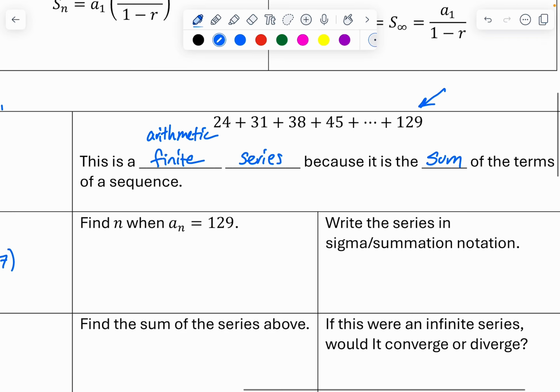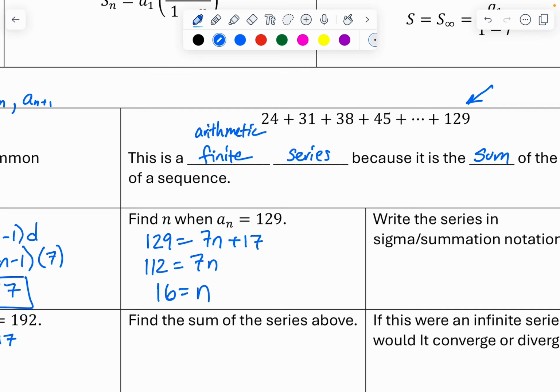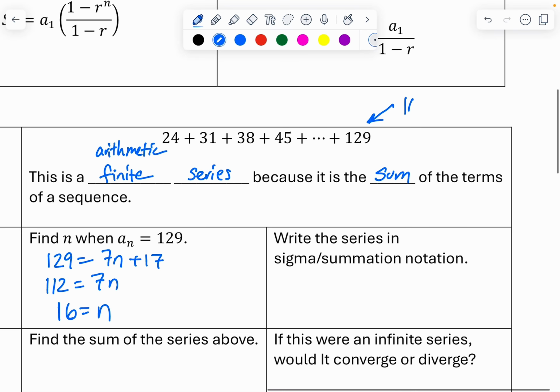Okay, so find n when a sub n equals 129. Remember it was 7n plus 17, so 129 is equal to 7n plus 17, so we're going to subtract 17. That gives me 112 is equal to 7n. Let's see if I can divide, that's 1, no, did I do something wrong? 42 would be, excuse me, it would be 6. Okay, and so this term right here is the 16th term of our series.